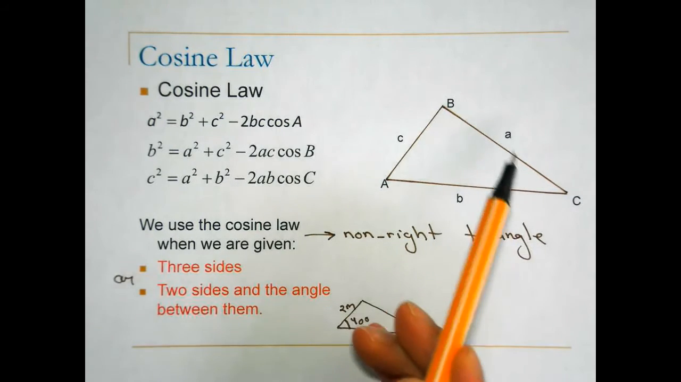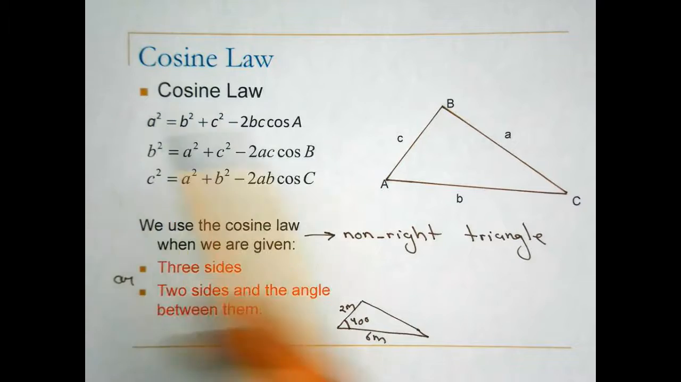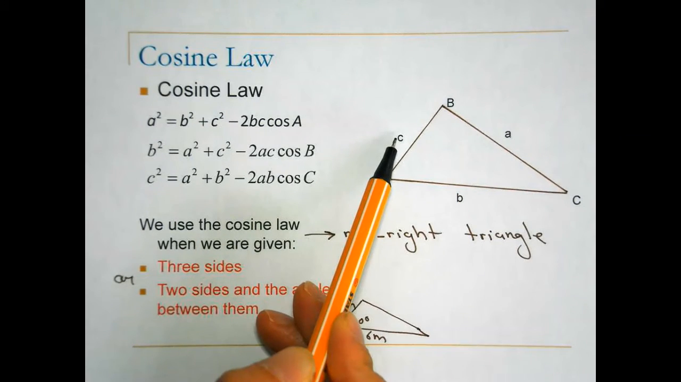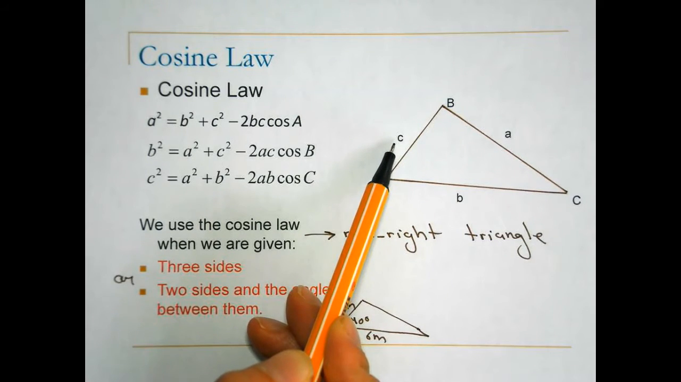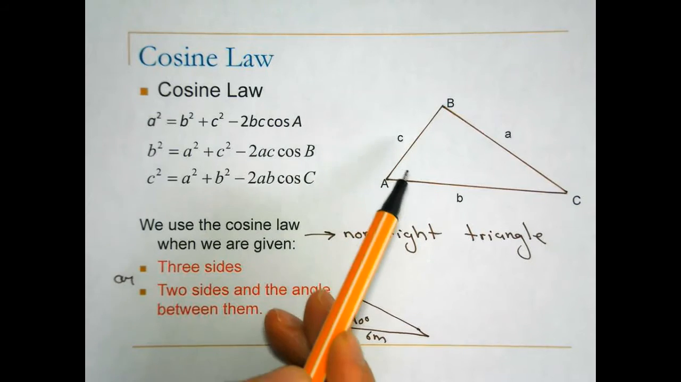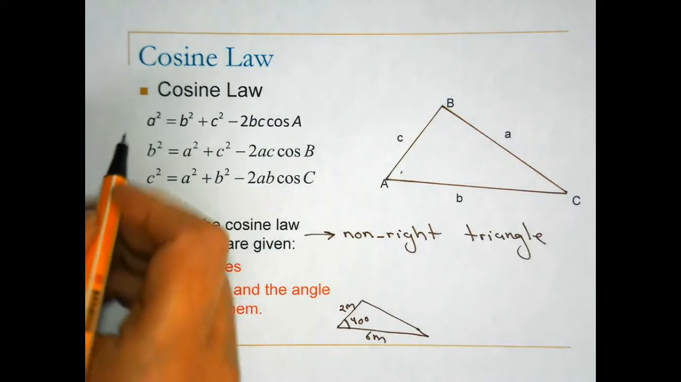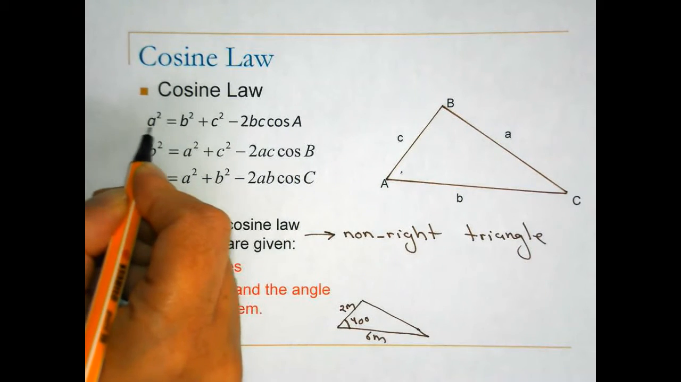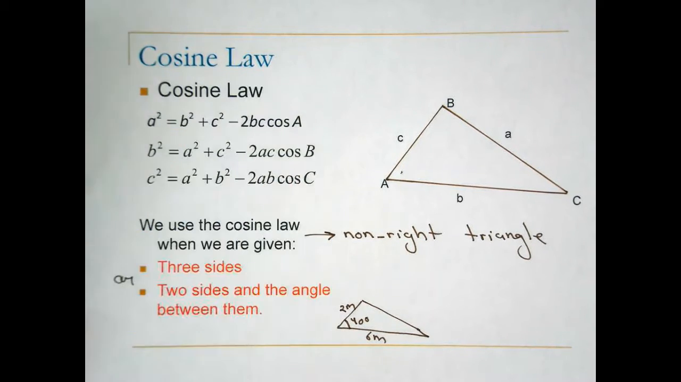For example, if you wanted to find side a, you would write a squared equals the other two squared and added, so b squared plus c squared minus 2 times b times c, and then the cosine of the angle between them, which was cosine of A. As I told you before, the side which we have here matches the opposite angle that we use the cosine to calculate. So let's keep that in mind and let's see how we can use cosine law to find an unknown angle.